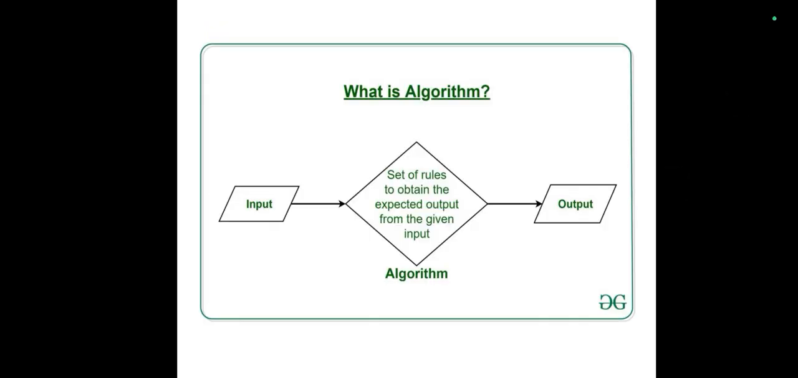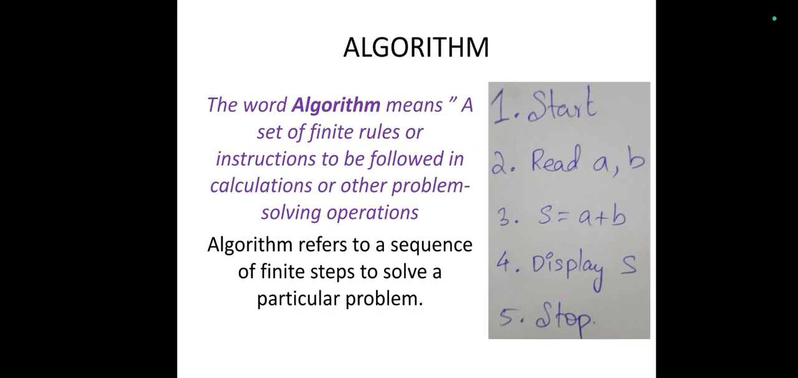So what is an algorithm? An algorithm is a set of finite rules or instructions to be followed in calculations or other problem-solving operations. So before we write a program in Python or any other language, we first write the algorithm. So here is an example of an algorithm to add two numbers. And an algorithm always starts with the start command and ends with the stop command.